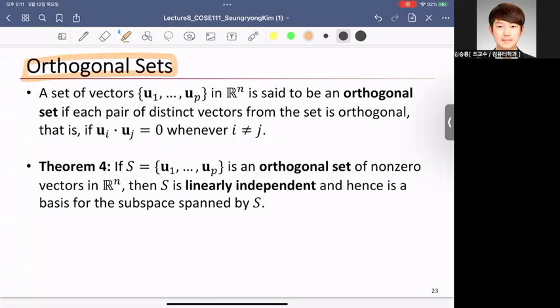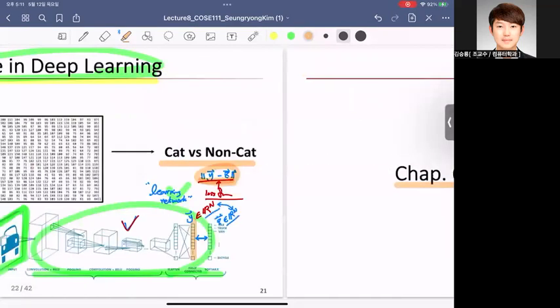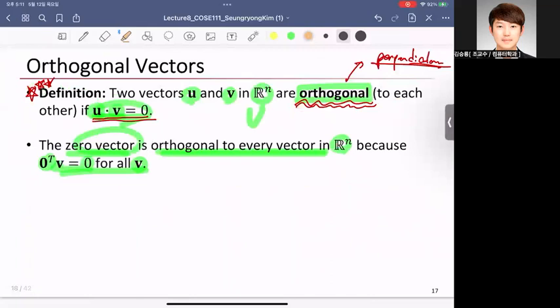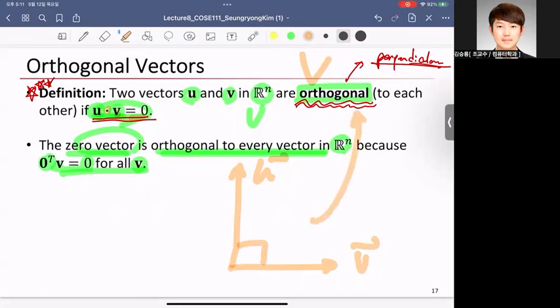So, orthogonal set. We already discussed orthogonality, right? What's orthogonal? Two vectors are orthogonal to each other if the inner product of u and v equals 0. So what does it mean? If the inner product of u and v is 0, the two vectors are perpendicular, right? In this case, we say that this is orthogonal.